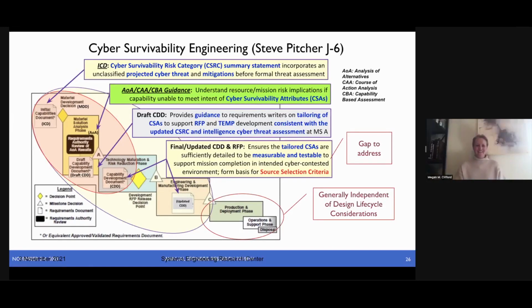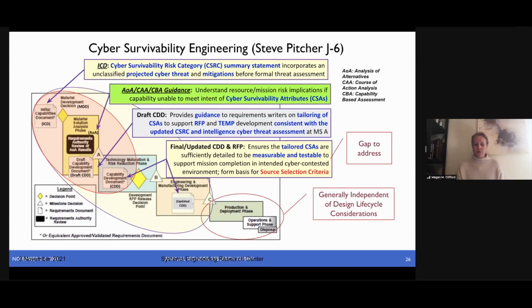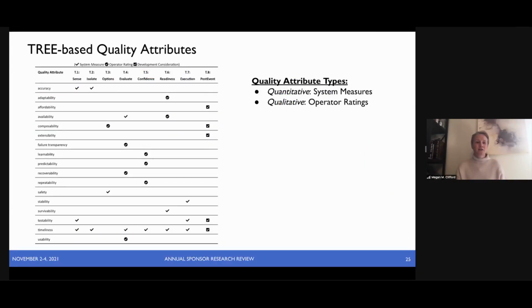I can, thank you. And then too, just one other thing to note about the tree quality attributes is not only the system measure and the operative measure, but also too the design consideration or system limitation as well. And so we've also gone through and looked at that, where there might be a system limitation to consider as we're looking at the quality attribute type.